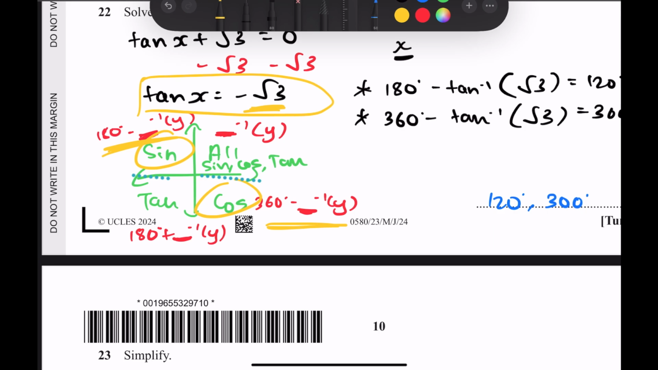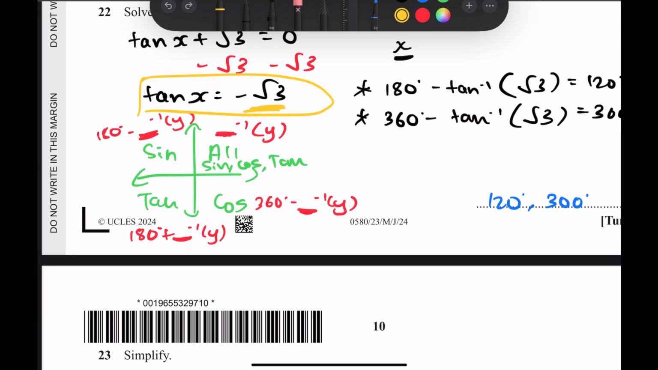If it was sine x is equal to negative root 3, we'd instead use the rules of tan and cos. So sine x is equal to negative root 3. The value of x would be equal to 180 degrees plus sine inverse of root 3 and 360 degrees minus sine inverse of root 3. And the same thing applies for cos. If cos x is equal to negative root 3, we do 180 degrees minus cos inverse of root 3 and 180 degrees plus cos inverse of root 3.